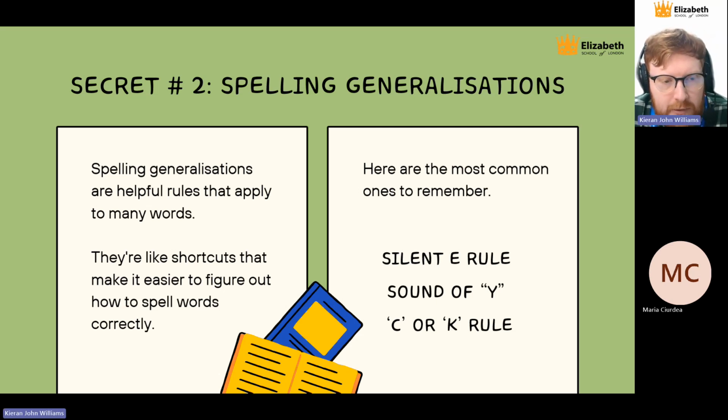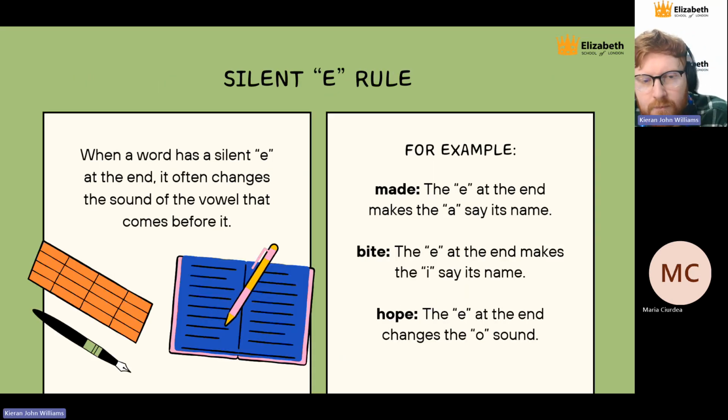Now, spelling generalizations are helpful. They're kind of like shortcuts that can help us to write correctly, but they don't always work. So the most famous ones we're going to look at are the silent E, the sound of the letter Y, and whether we use C or K for some words. So the first one we're going to look at is the silent E rule.